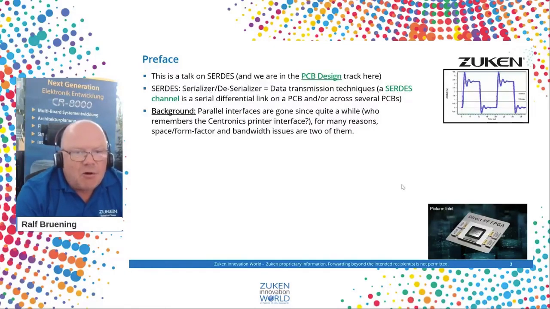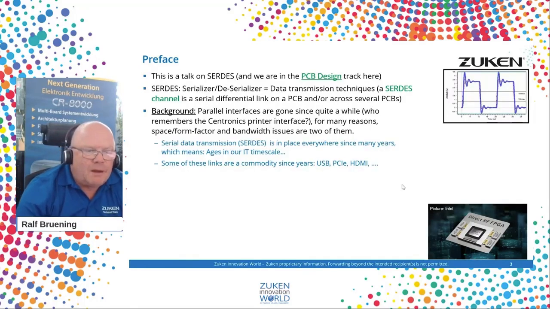That's a technique which will transfer a parallel data stream into a serial data stream. So the older of us may remember the old Centronics printer interface. That was a parallel data interface. Meanwhile, we have more or less only serial data interfaces on our boards. This has many reasons. Cost is one of them. Space, board real estate, form factor is the other one. And the main reason that we have this transformation from parallel interface to serial interface is bandwidth, means how fast you can transmit data in an accurate manner.